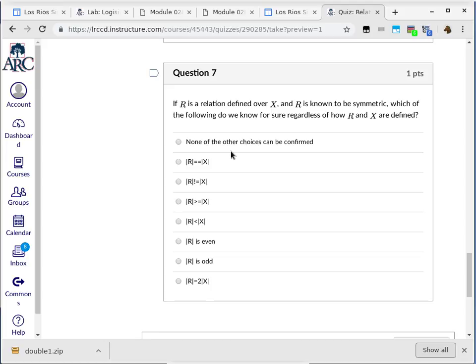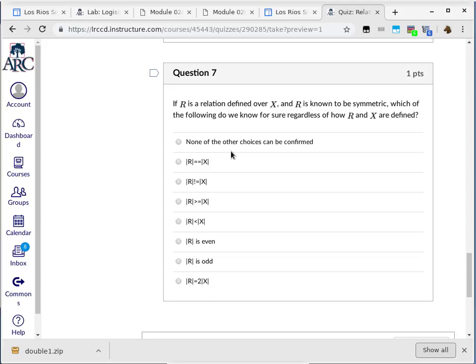Can we guarantee R is greater than or equal to X? So the question is really asking, can you come up with a counterexample such that the number of elements in R is less than the number of elements in X? Well, we just came up with one, right? The empty relation. But can we guarantee the number of elements of R is less than the number of elements of X? No, because anything that is just barely reflexive is also symmetric. But in that case, the cardinalities are the same.